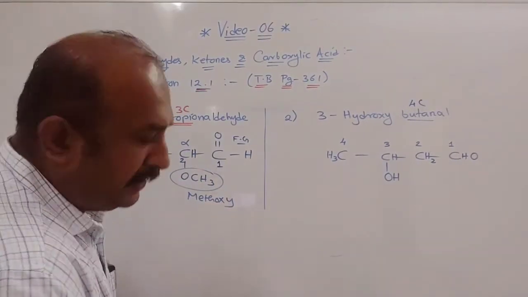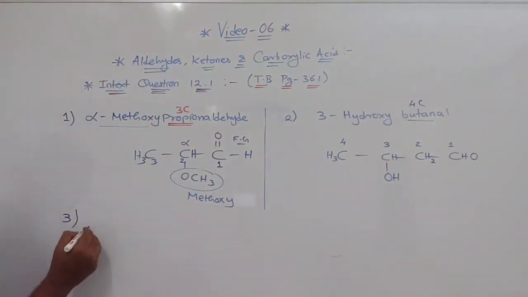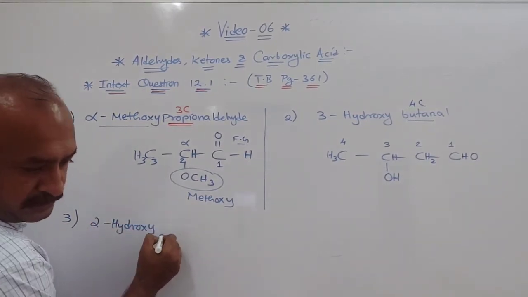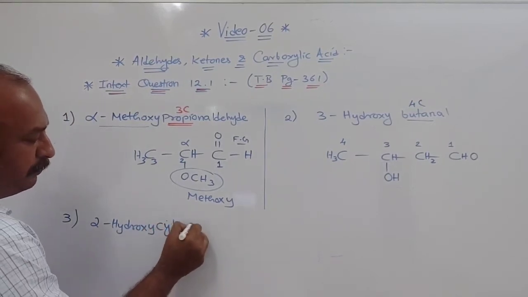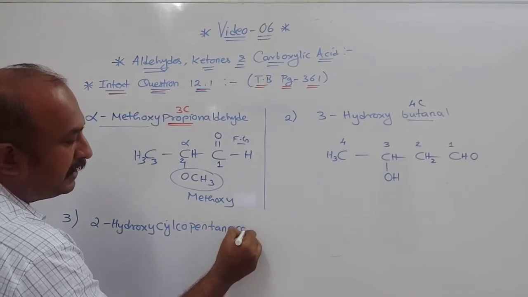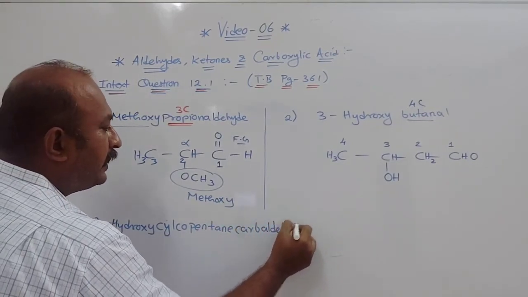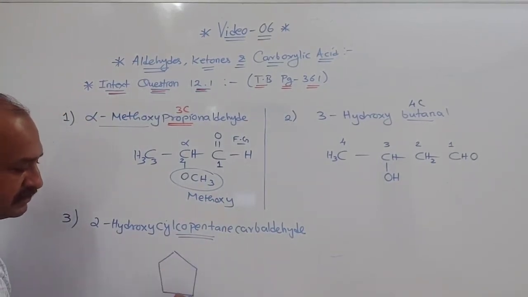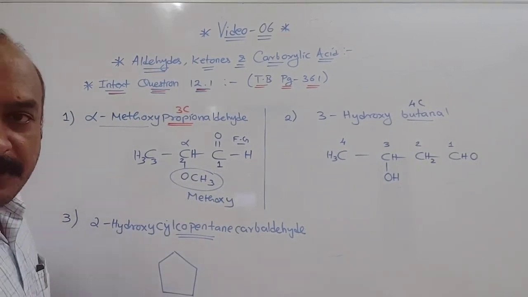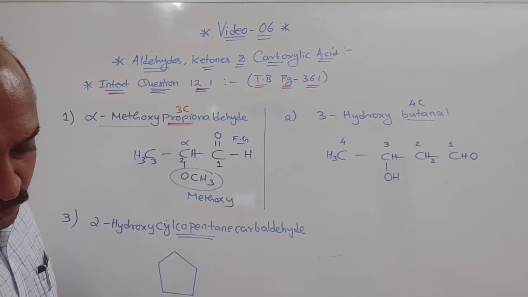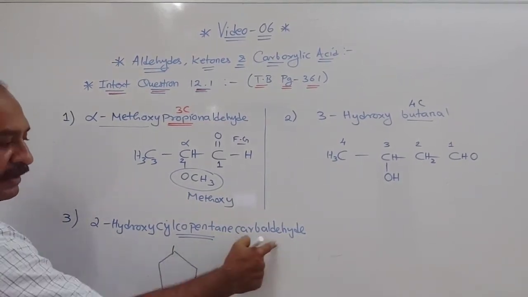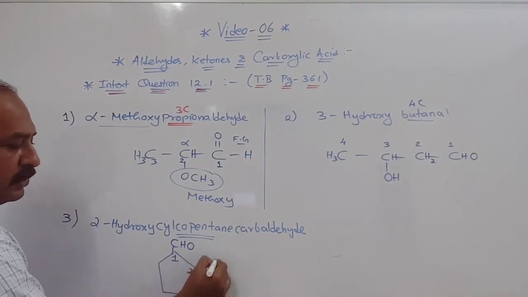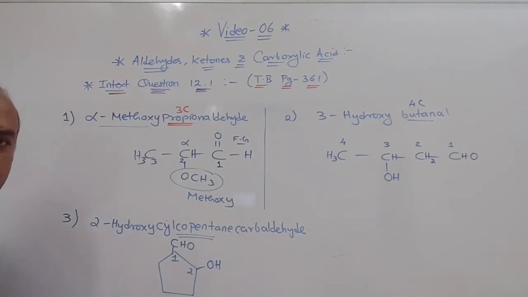Now the third one. Here it is written 2-hydroxycyclopentane carbaldehyde. Okay, whenever we say cyclopentane, this is the structure for cyclopentane. Now cyclopentane carbaldehyde, but in that it is written 2-hydroxy. First, carbaldehyde means here I will write CHO. This is your first carbon, and at the second carbon, 2-hydroxy means OH. So this is the structure for the third name that is given.